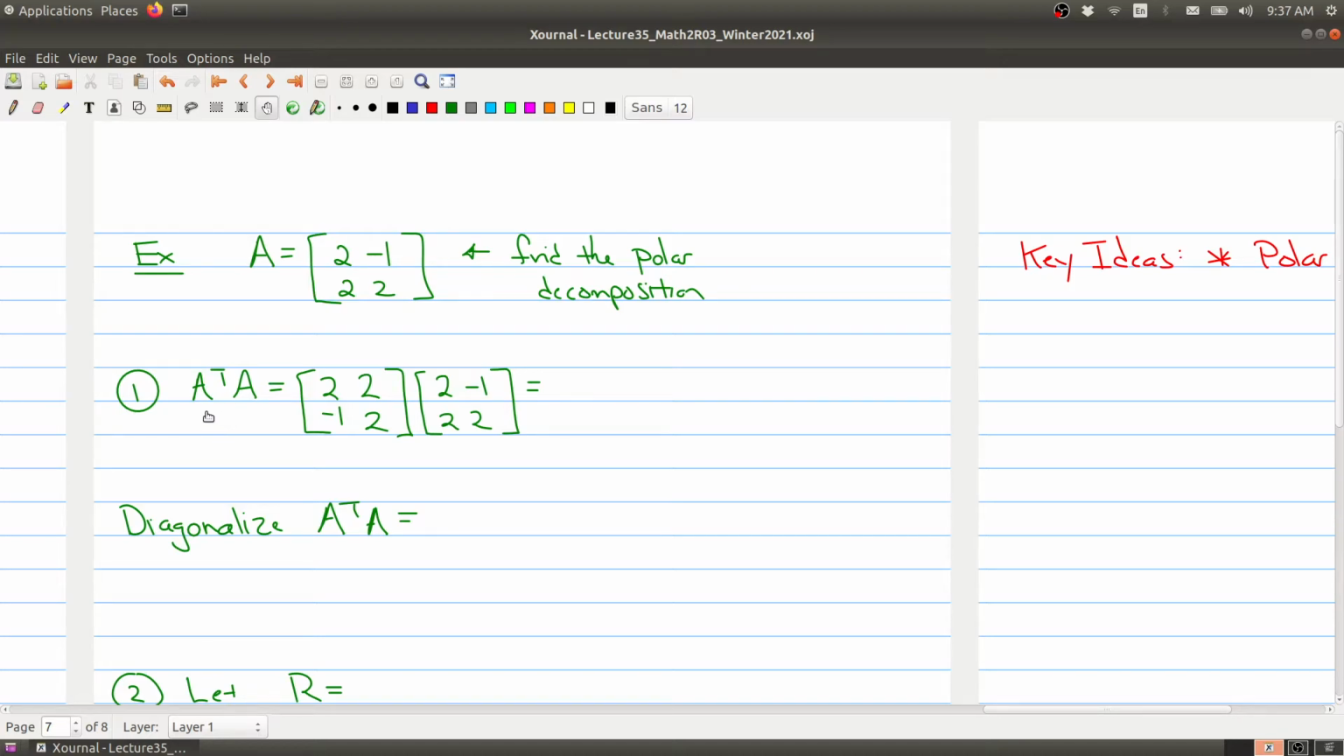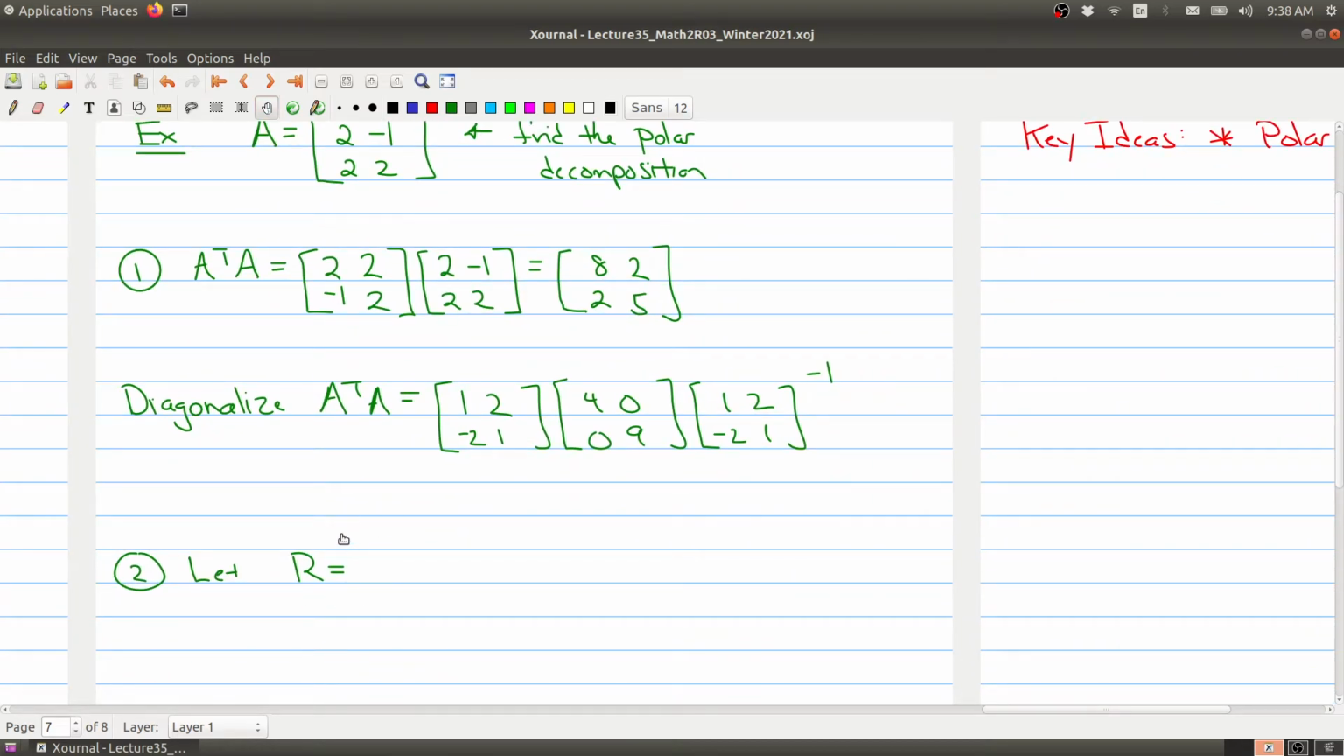The first step is I compute A transpose A. I actually use Octave to do a lot of these calculations, so I know it looks like I'm going a little quick, but I get this matrix right here, and as expected, I get a symmetric matrix. Now I can diagonalize this matrix, and when I diagonalize it, I get this matrix times the inverse of the first matrix, 1, 2, minus 2, 1. So that's the inverse, and that's the first step.